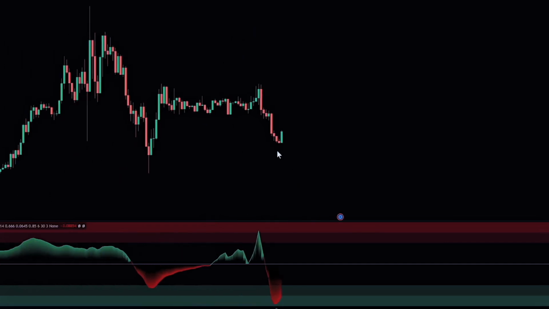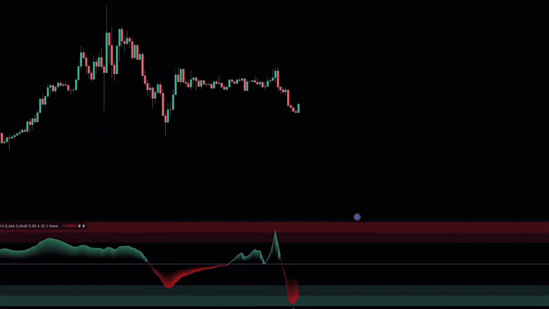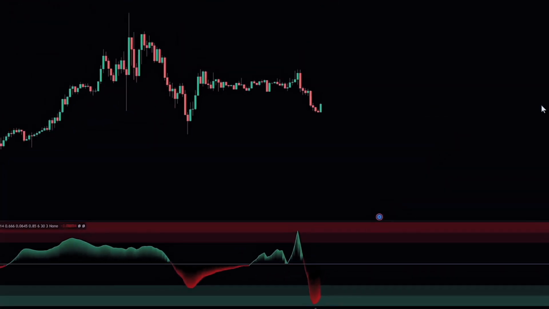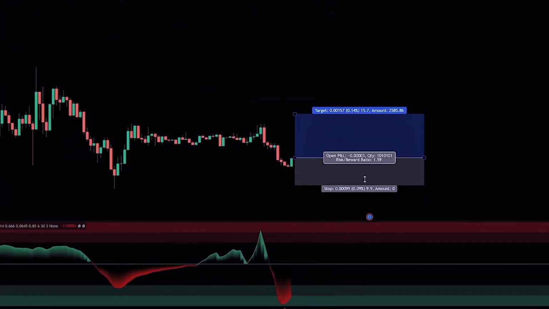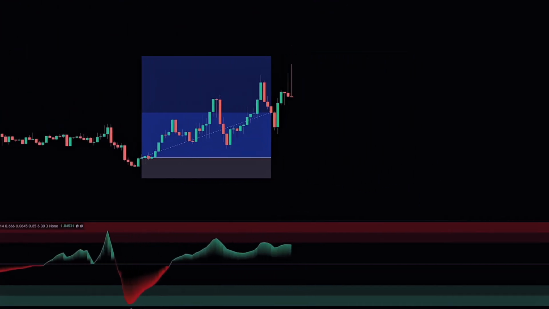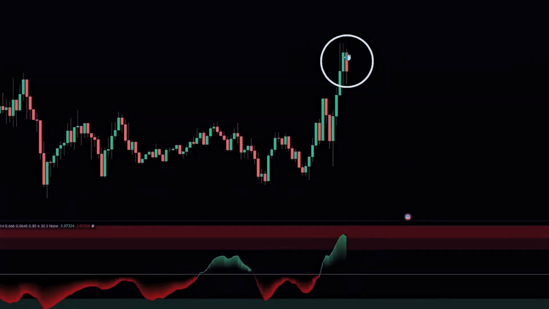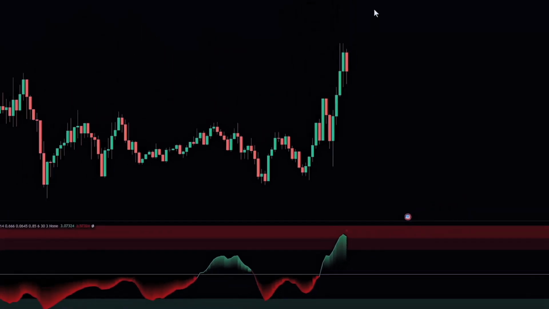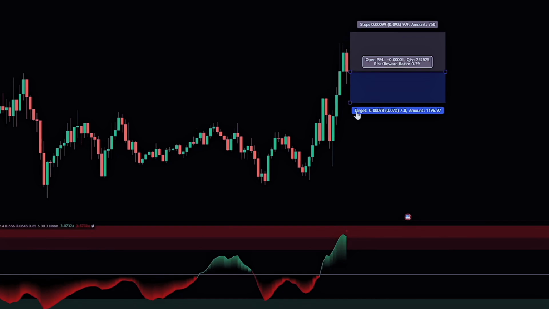For instance, here you can see the market was oversold, shown by the green reversal bubble. So we'd look for a buy. Then, over here, the market was overbought with a red bubble showing, which sets up a short trade.